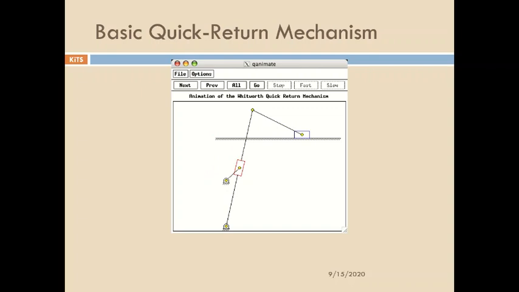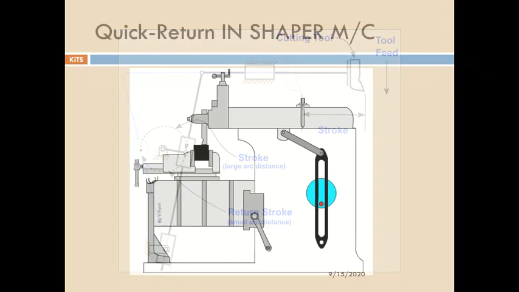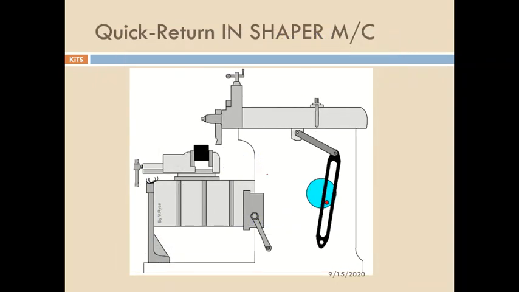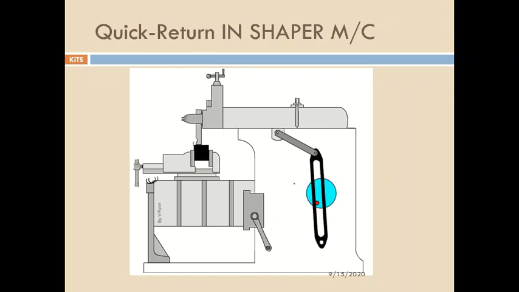So this is an animation for the crank and slotted lever quick return mechanism. Already we have seen the diagram. I have explained the diagram. Here they have given the animation. This is a shaper. In a shaper they are using this quick return mechanism.